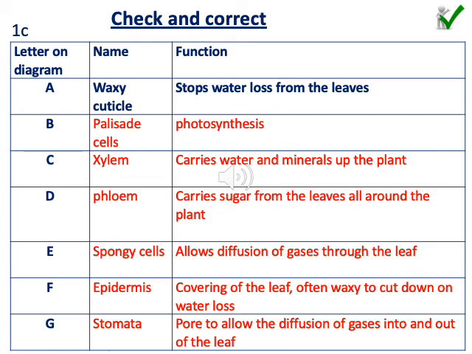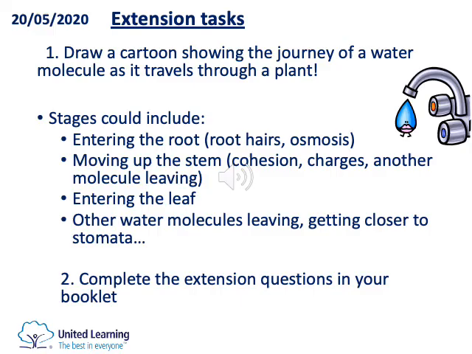Okay, it says question 1C. Now this task is quite an interesting one. All you had to do was draw a cartoon showing the journey of a water molecule as it travels up through a plant. So the things you could have shown are the water molecule or water particle entering the root via osmosis, moving up the stem, entering the leaf, and finally leaving the leaf through the stomata via evaporation.